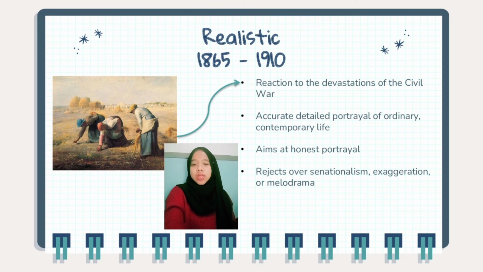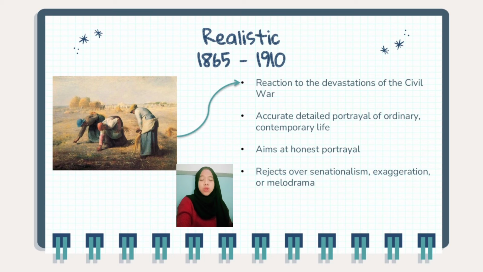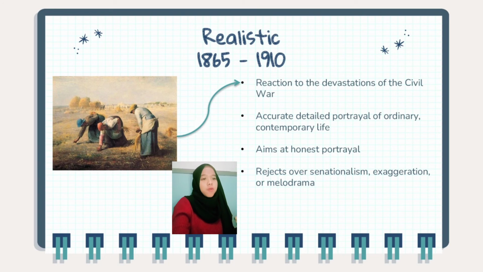Realistic writing aimed to give accurate, detailed portrayals of ordinary and contemporary life, and it aimed at an honest portrayal of the everyday person. Ultimately, realistic writing rejected the sensationalism, the exaggeration, and the melodrama of the Romantic period. These two literary periods are quite distinctly at odds with each other. You can think of the Romantic literary period as the opposite of the realistic literary period.